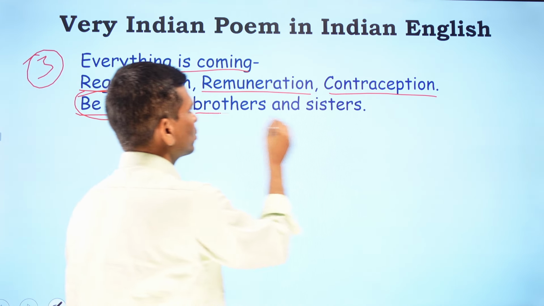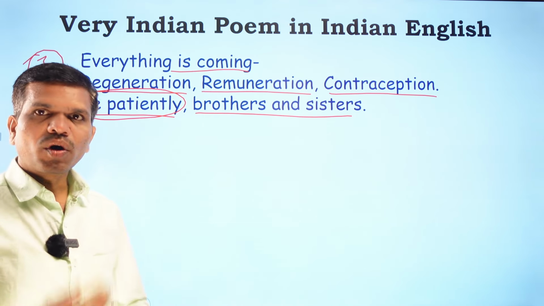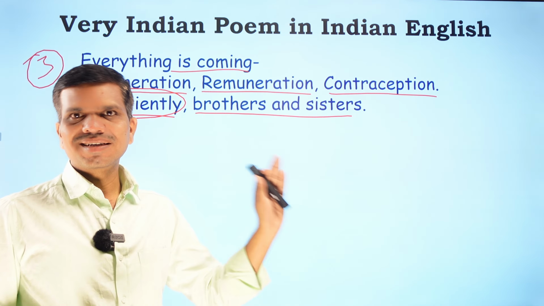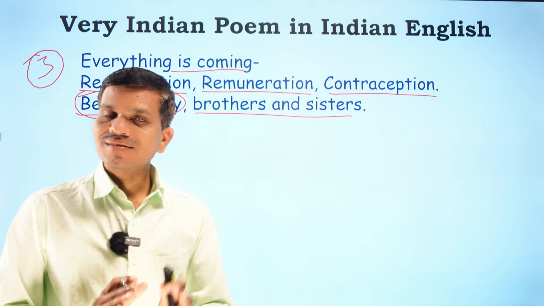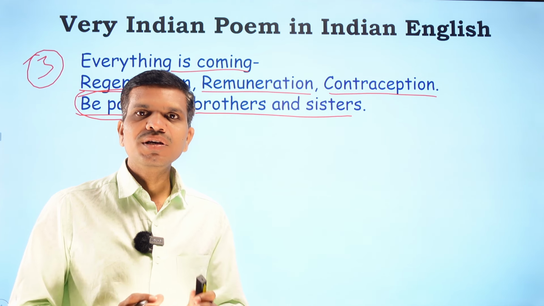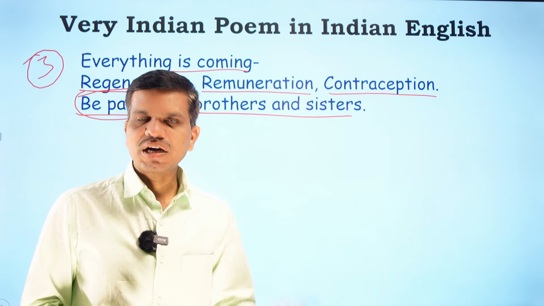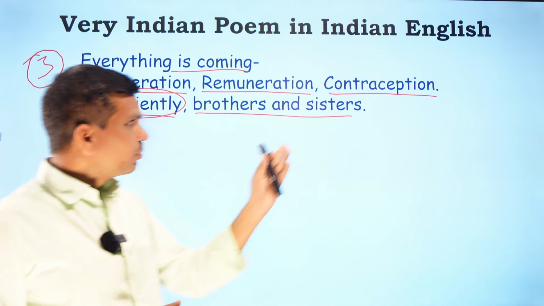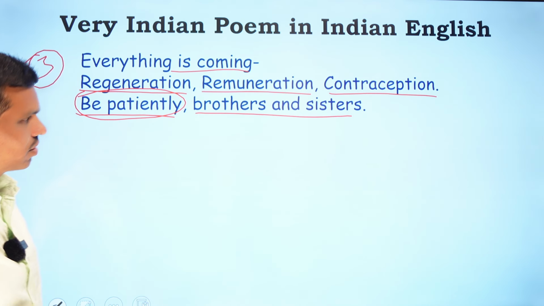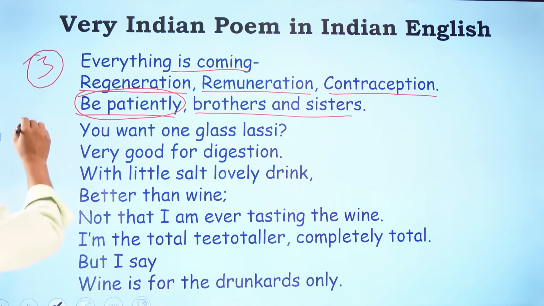Brothers and sisters, now he is just calling all the Indians brothers and sisters. So we all are brothers and sisters, and hence we should be following the principles of Mahatma Gandhi, or we should be behaving like brothers and sisters. Now the next stanza, this is the fourth stanza in the poem.